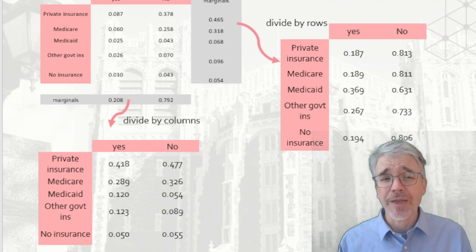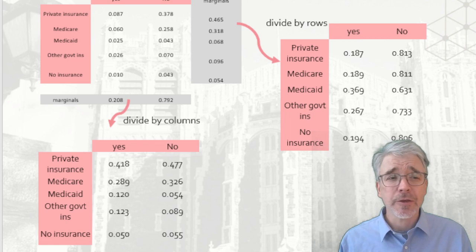Conditional on a person having had a depressive diagnosis, 41.8% had private insurance, 28.9% had Medicare, 12% had Medicaid, 12.3% had other government insurance, and 5% were uninsured. Compare with those who did not have that diagnosis. 47.7% had private insurance, 32.6% had Medicare, lower levels of other government programs, and 5.5% uninsured. We can see some differences.